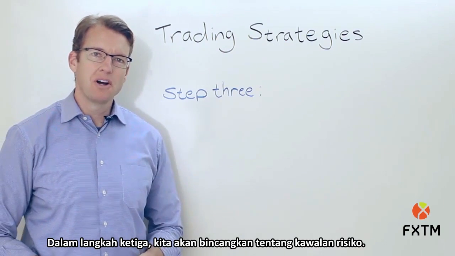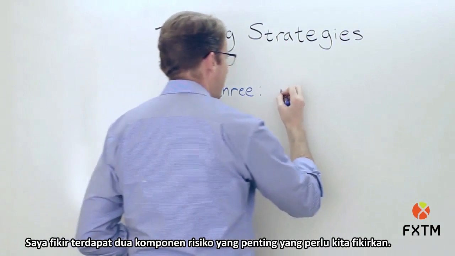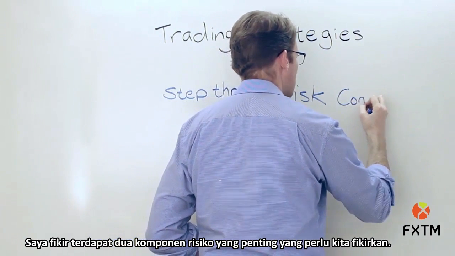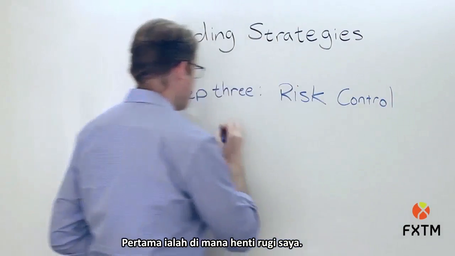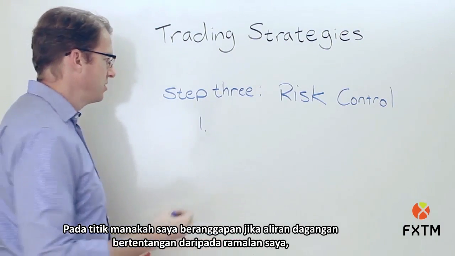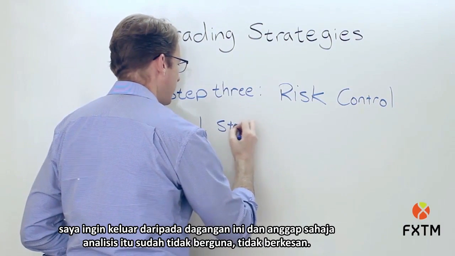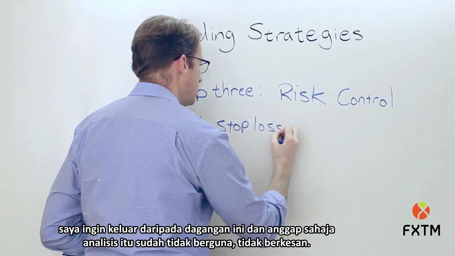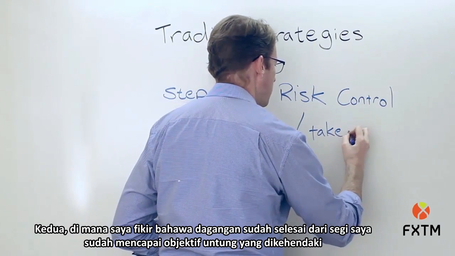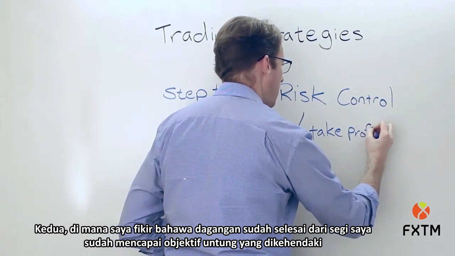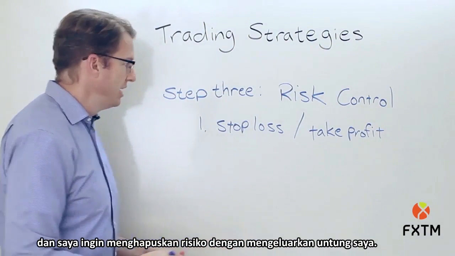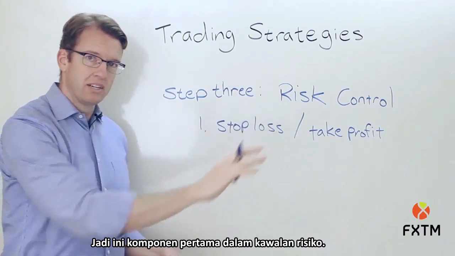Now in step number 3, we're going to talk about risk control. I think that there are really 2 important components of risk control that we need to think about. The first one, of course, is what you might imagine, which is, where's my stop loss? At what point do I assume that if the trade has gone against me, I want to get out of this trade and just assume that the analysis is dead, that it's no good? The second level, of course, is where do I think that the trade is done, in the sense that I've reached a likely profit objective and I want to remove my risk by taking my profits off the table. So this would be the first component here of risk control.